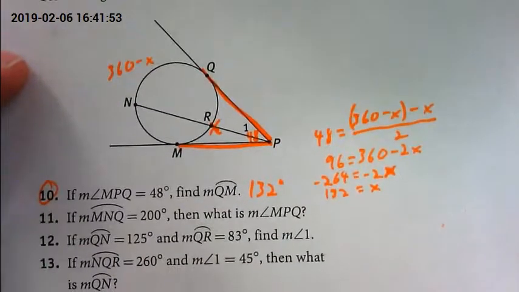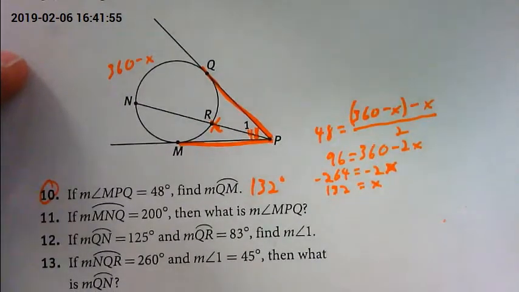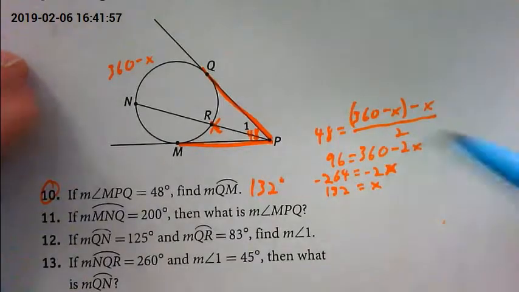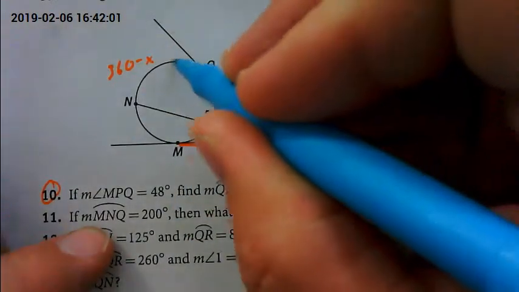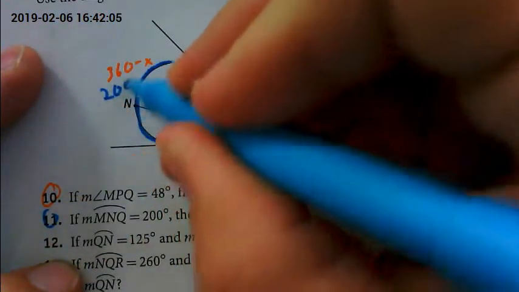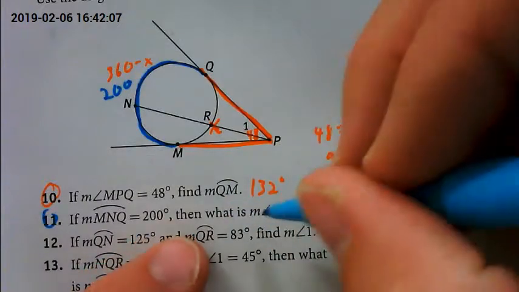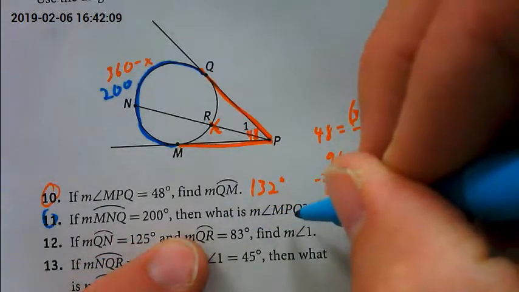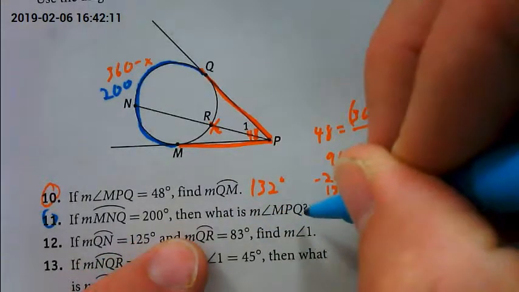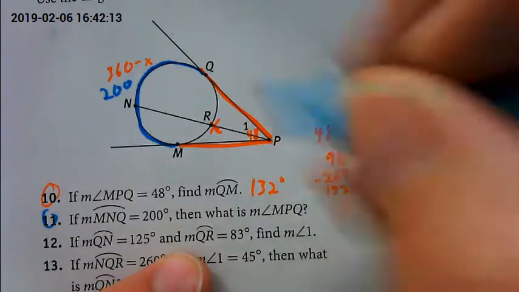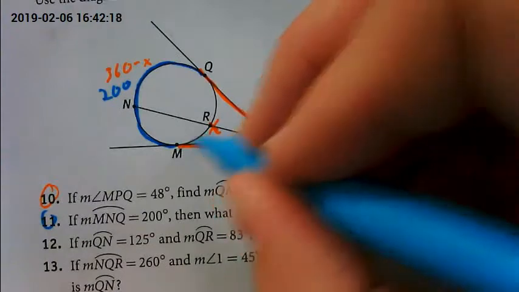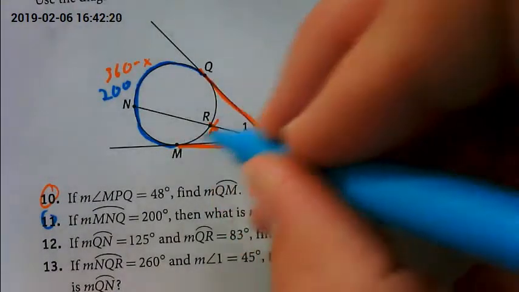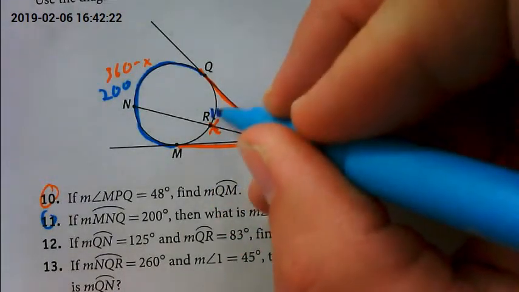Number 11. It says if the measure of arc MQ, so now I'm going to use blue, is 200, then what is angle MPQ? Well, if this is 200, and this arc over here is the remaining part of the circle, this would be 160.